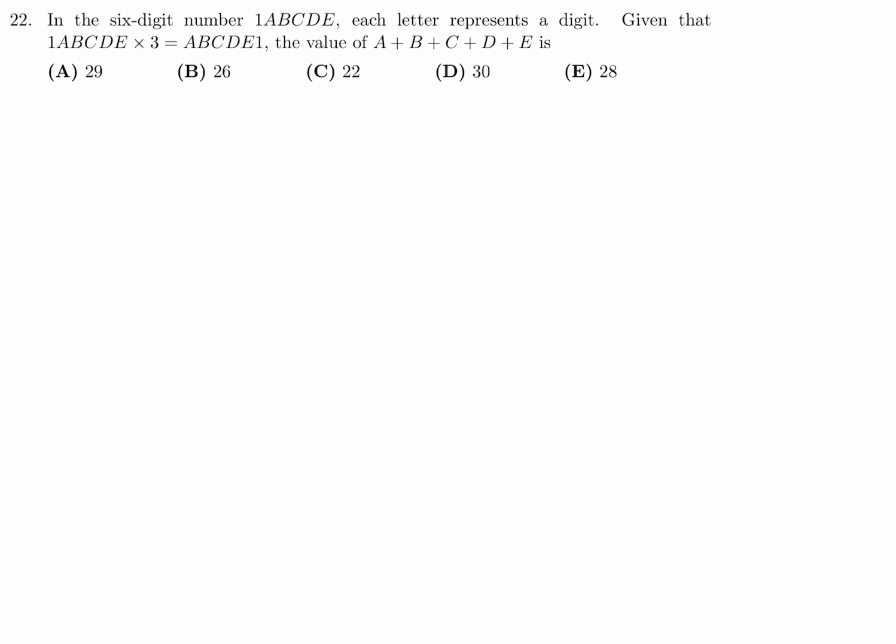If the 6-digit number 1ABCDE, each letter represents a digit. Given that 1ABCDE times 3 is equal to ABCDE1, the value of A plus B plus C plus D is. We have to fiddle around with this, and let's see what happens.